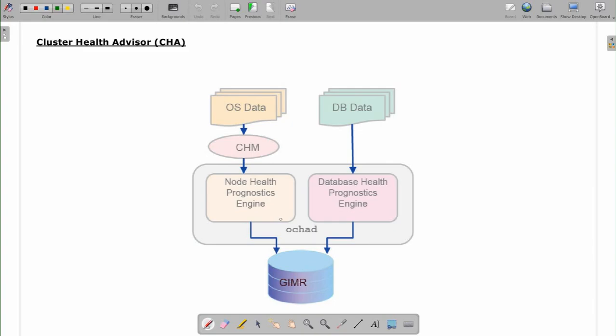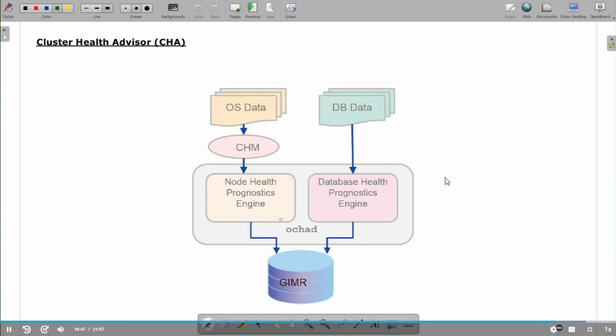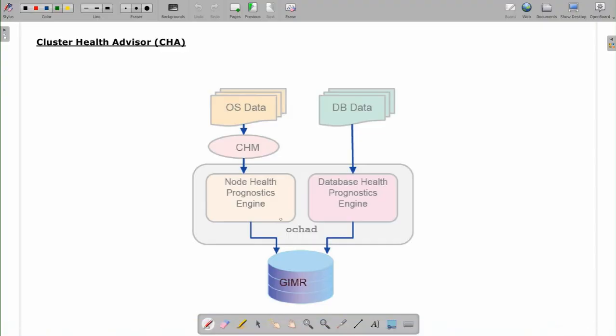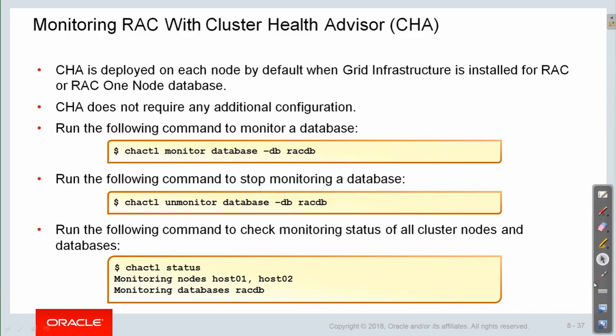So our development team already coded to detect the most common database level problems and OS level problems, and then compare with the statistics. So if something goes bad, then it can make recommendation directly. And when you attend the cluster-aware training, this practice and more detailed information will be available. We can just run this command, CHACTL monitor database, to enable cluster health advisor monitoring, and you can also disable, and you can also check status.